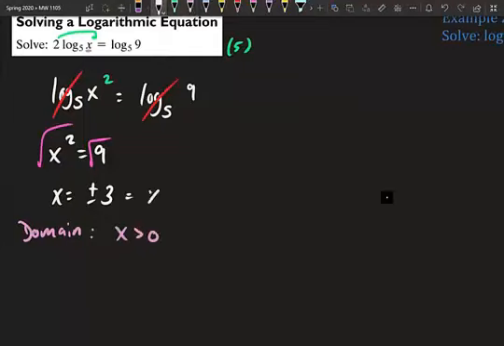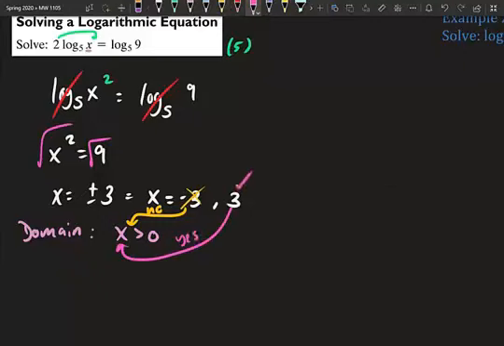So if we have x equals negative 3 and positive 3, we have to compare them. Is negative 3 greater than 0? No. So that's not a solution. Is 3 greater than 0? Yes, it is. So our only solution is positive 3.